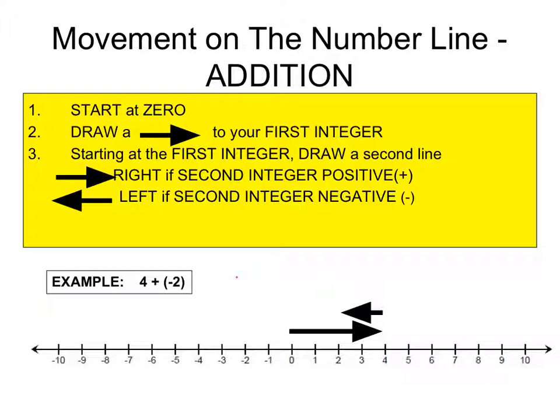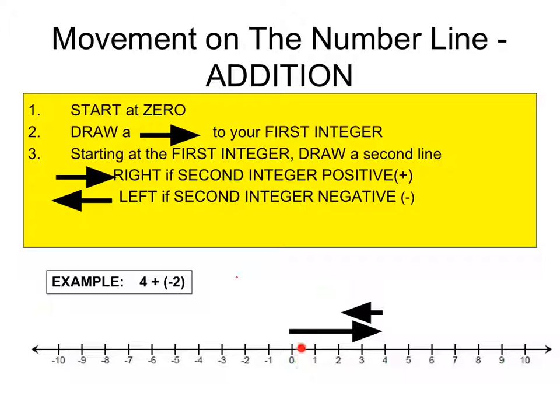We begin integer addition with movement on the number line. We start at 0 on the number line. We draw a line to our first integer, and then starting at the first integer, we draw a second line. We go to the right if the second integer is positive, and we move to the left if the second integer is negative. In this example, we have 4 plus -2.